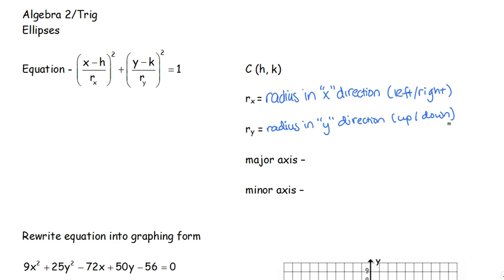Something that's completely new is the major axis and the minor axis. The major axis, if you just think about it, major and minor, major is the axis of the larger radius. So the major axis is whichever radius is larger. And therefore the minor axis is the smaller of the two radii.